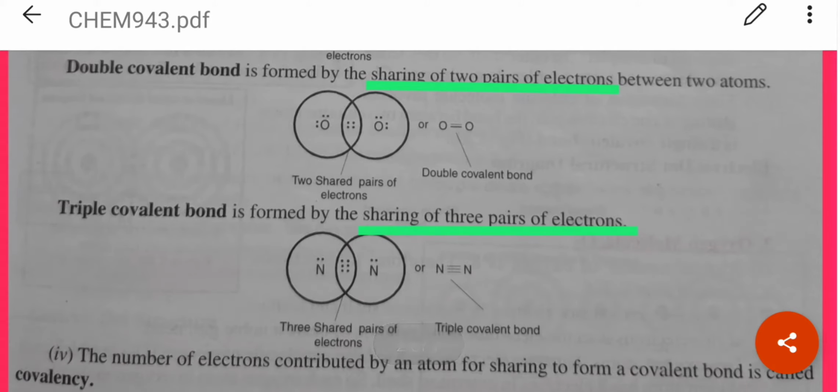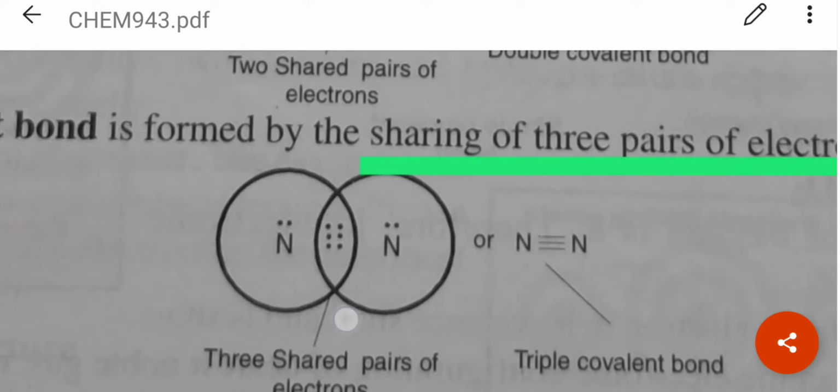A triple covalent bond is formed by the sharing of 3 pairs of electrons. As you all know, in the case of nitrogen, the number of valence electrons is 5. So it is deficient of 3 electrons. So what does it do? It combines with another nitrogen atom and shares 3 pairs of electrons. In that case, you see 6, 7, 8, 6, 7, 8. So a triple covalent bond is formed.